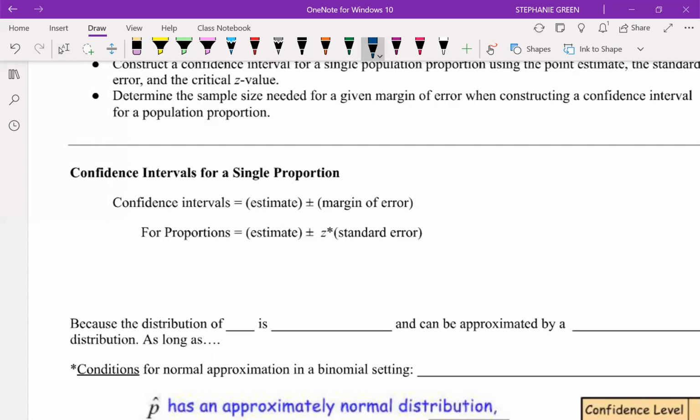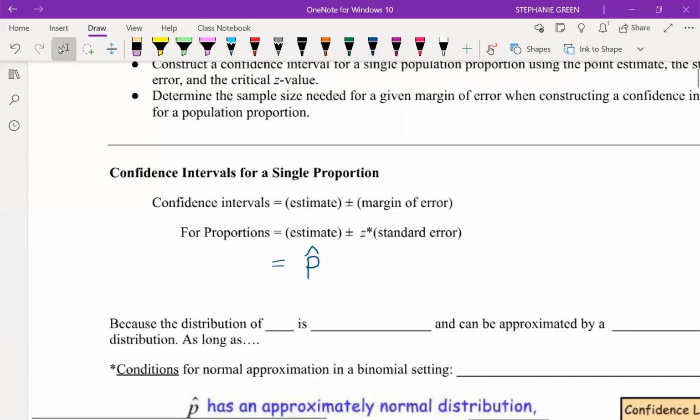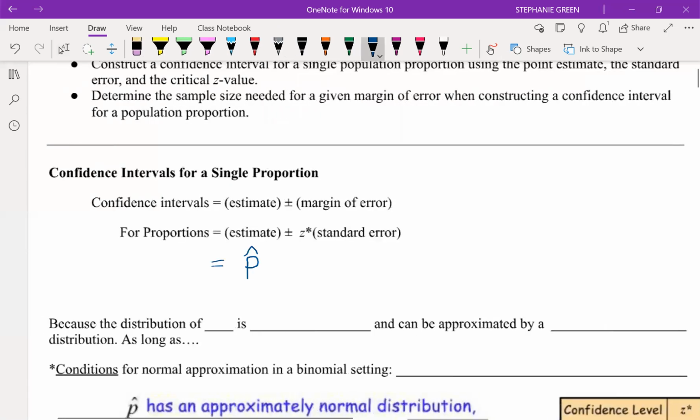Okay, so for proportions, what the actual equation ends up looking like is this. Our estimate for the population proportion is a proportion of our sample, which we denote with p hat. So again, p hat is a proportion from a random sample, which we are using to estimate p, the proportion of the population. In fact, I might even make a note here. P equals the proportion in the population, the full population. And that's what we're trying to make an inference about here.